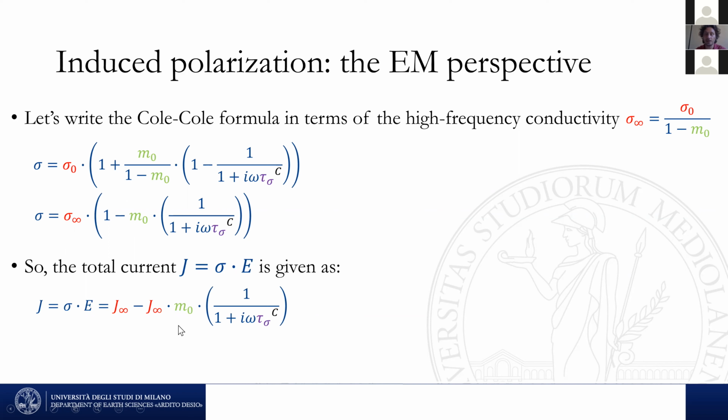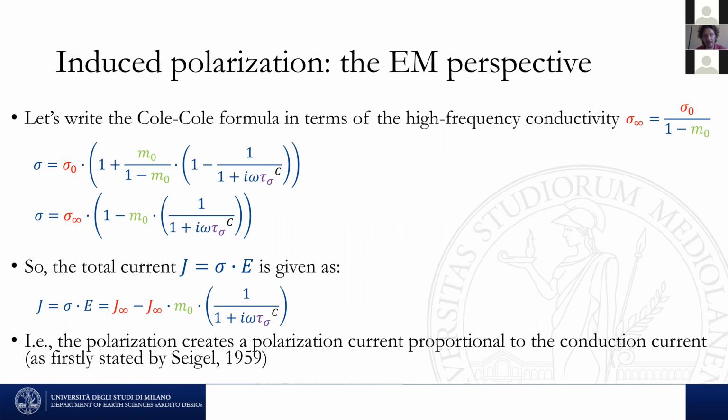And this current is actually our polarization current. So in other simple words, when we have IP, we have a polarization current that is proportional to the eddy current when we have EM, but this proportionality goes in the opposite direction. So we have a current that goes in the direction opposite to the eddy current, that builds up because of polarization.